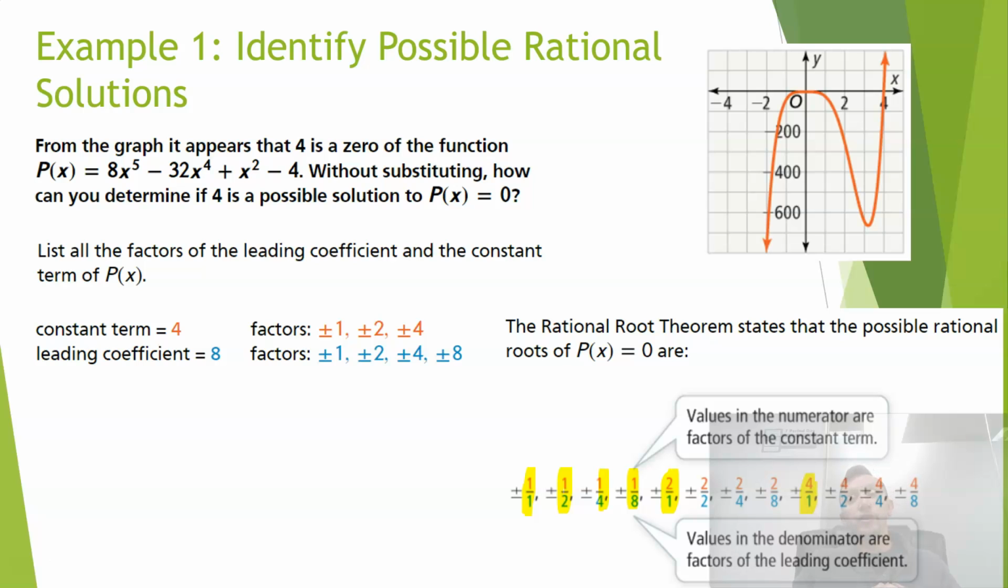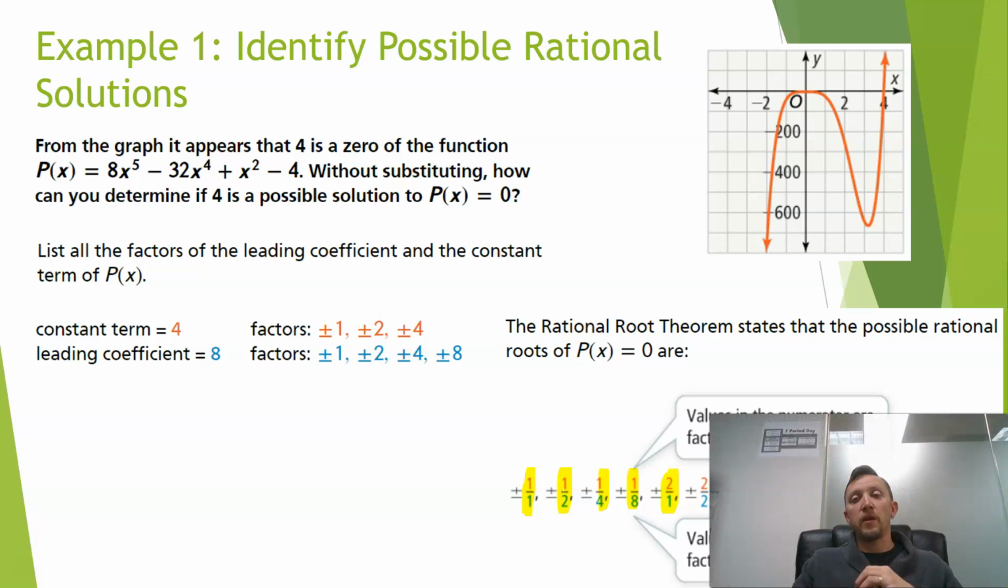And then we have 4 over 2. 4 over 2 is the same as 2. And 4 over 4 is the same as 1. And then 4 over 8 would be the same as 1/2. So the only unique possible solutions would be plus or minus 1, plus or minus 1/2, plus or minus 1/4, 1/8, 2, and 4. Okay, so those are all the possibilities.